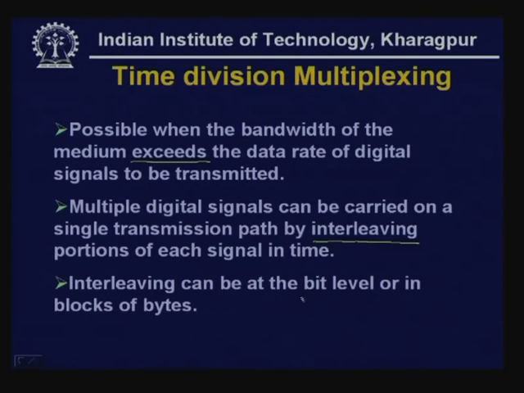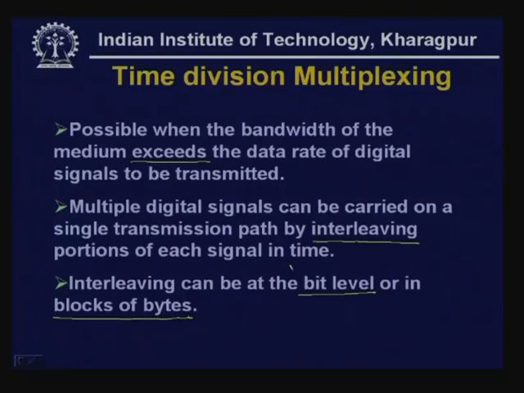This interleaving can be done at the bit level or by blocks of bytes. That means we can take one bit from channel 1, then one bit from another channel, then one bit from another channel. This is called bit level interleaving. Or we can take one byte from channel 1, then a second byte from channel 2, then a third byte from channel 3, and so on. This way we can do interleaving in terms of bits or in terms of blocks of bytes.